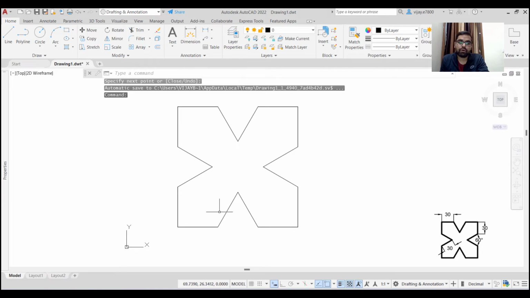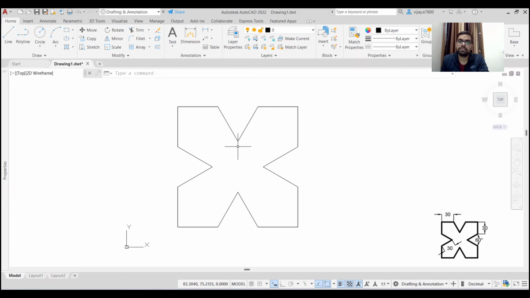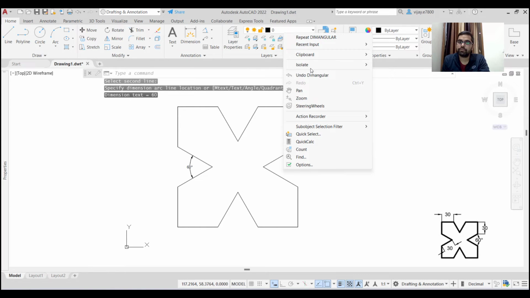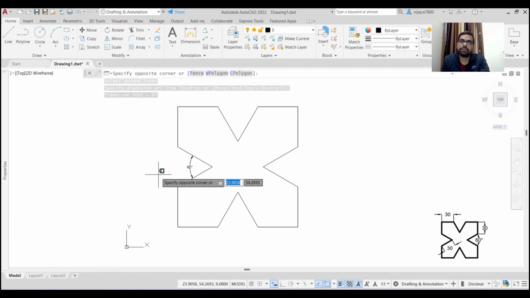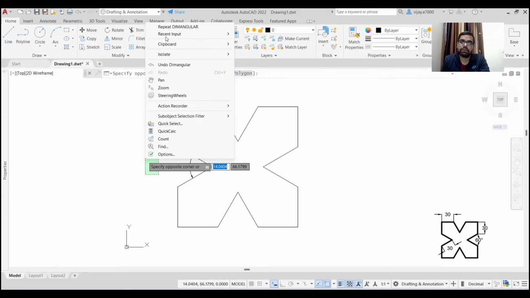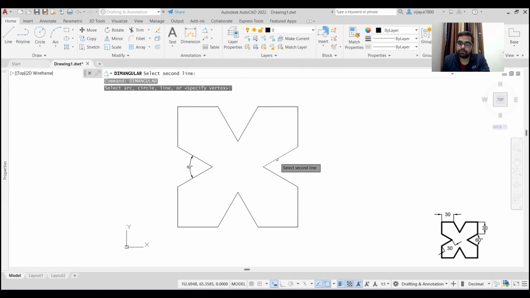Now if you observe closely, you will see that this particular drawing is symmetrical about this particular line. Now before moving further, let's put the dimension for angle. So to put dimension for angle, you will select angular, dim angular, then you will select the first line and second line, and you will place the dimension. And you can repeat the same command for other angles as well.